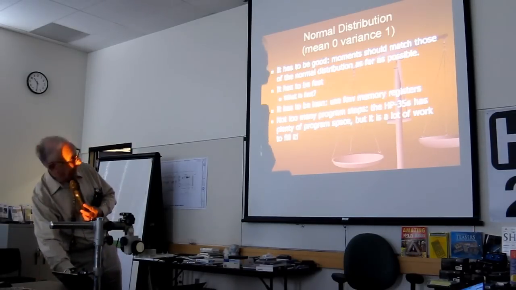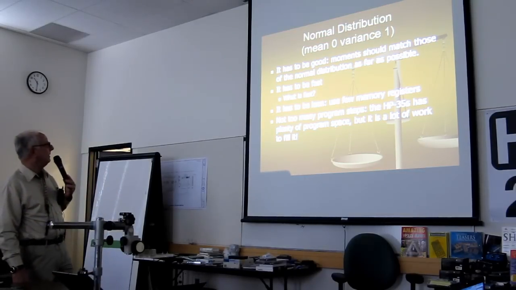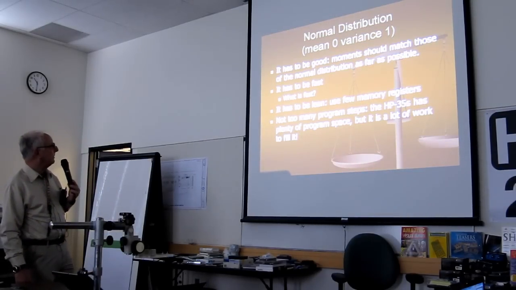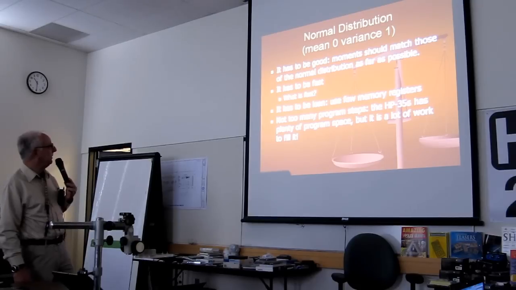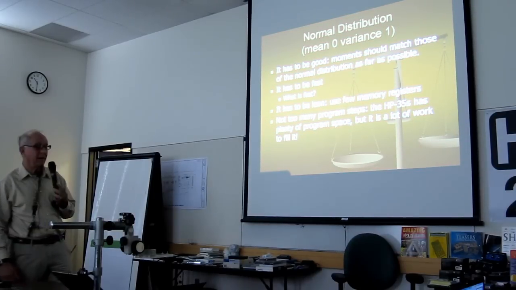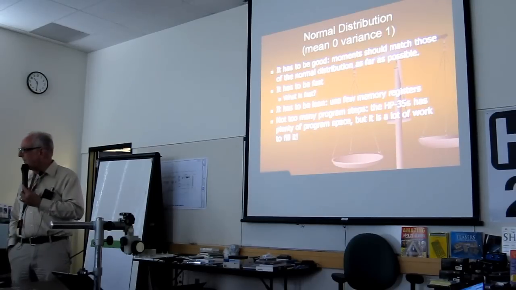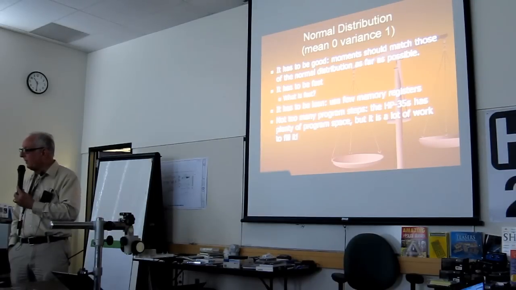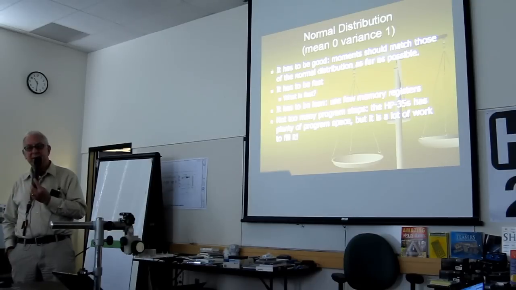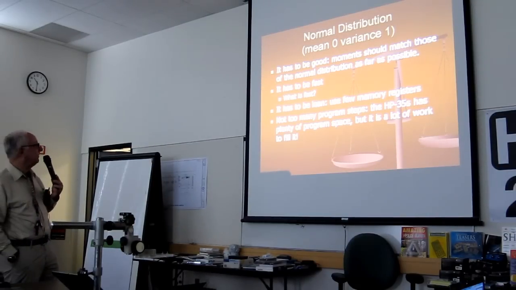So let's see what we have. What do we need? It's got to be good, and as a measure of goodness, I look at the moments. It has to be fast. Well, what is fast? I think it was like 40 milliseconds to generate a uniform random number, something like that. And so we'll have a table at the end of this show to see what's fast and what's not so fast.